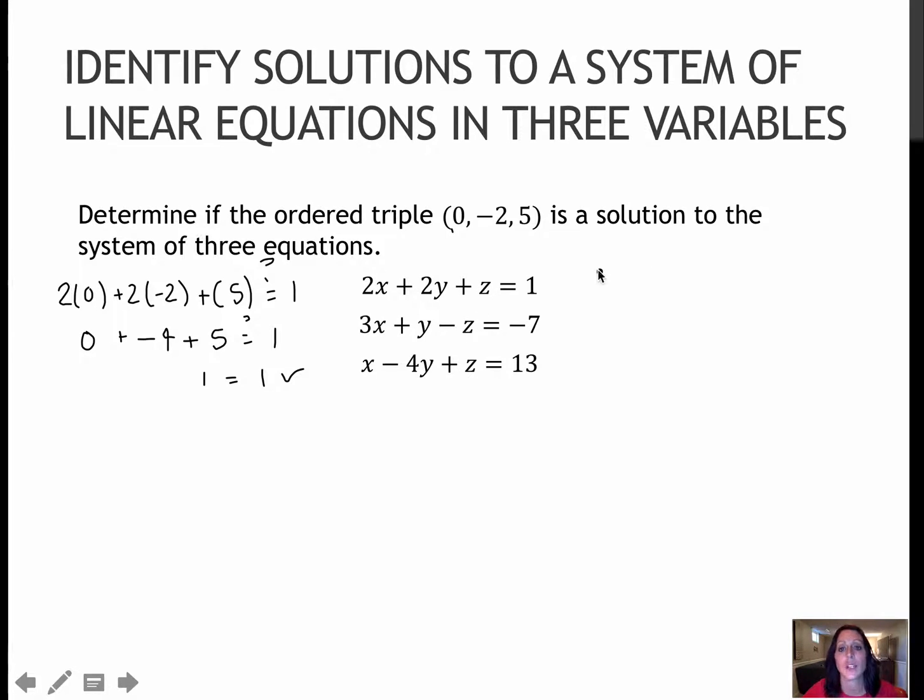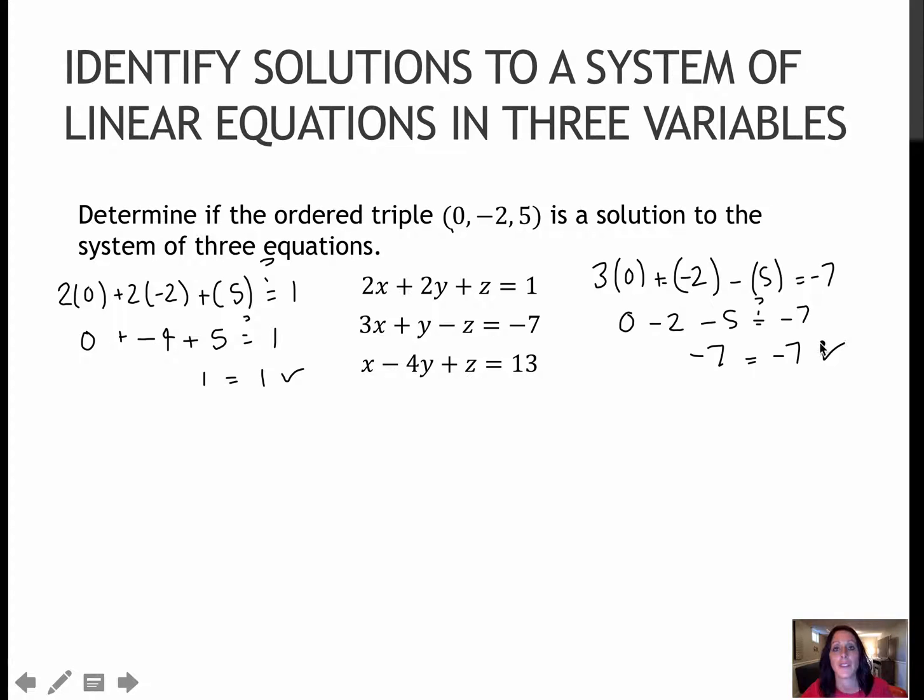For my second equation, again, I'm replacing each of those values, x, y, and z. Notice that when I'm plugging them in, I have a tendency to plug them in parentheses because it helps me to make sure the signs stay the way they should. 3 times 0 is 0, plus negative 2, minus positive 5. I'm saying, does that equal negative 7? Negative 2 minus 5 is negative 7, and that equals negative 7.